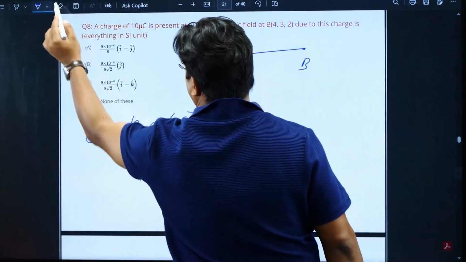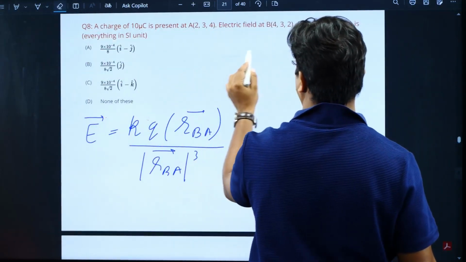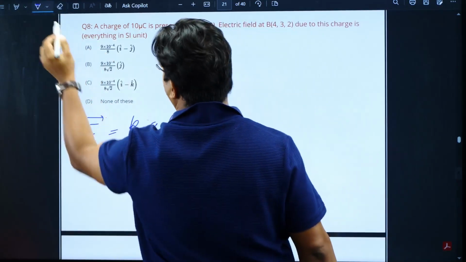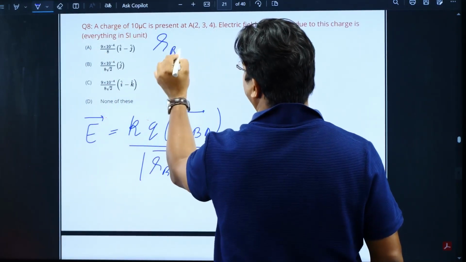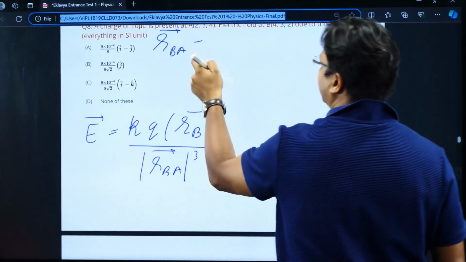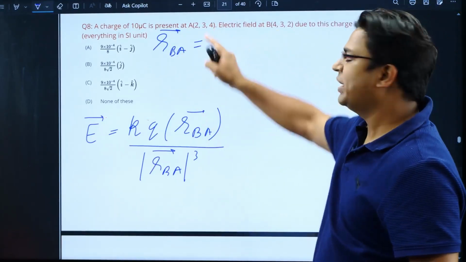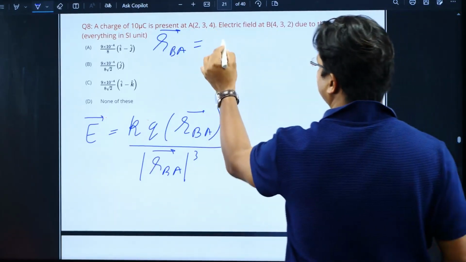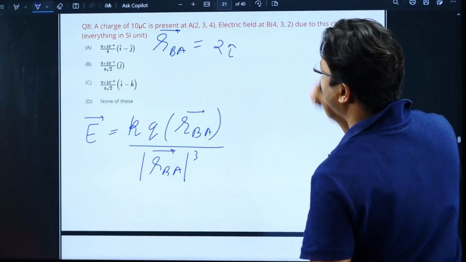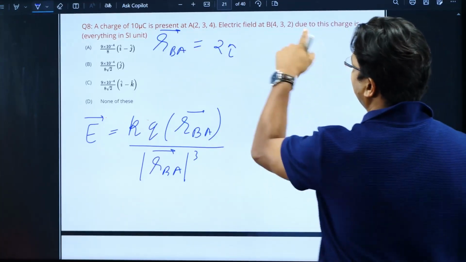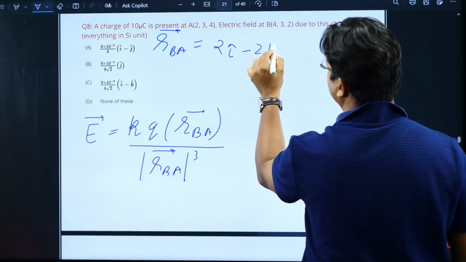Let me get some space by erasing this. So how do we write the R_BA vector? The R_BA vector would be coordinates of B minus coordinates of A. So 4 minus 2, that's 2 i cap. Then 3 minus 3 is 0, and 2 minus 4 is minus 2 k cap.